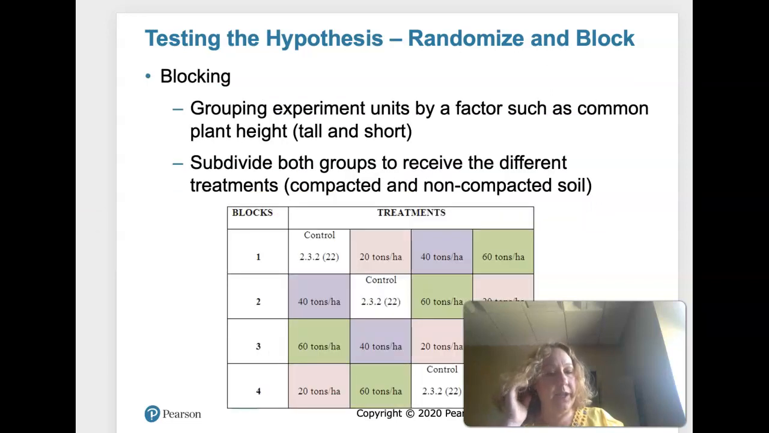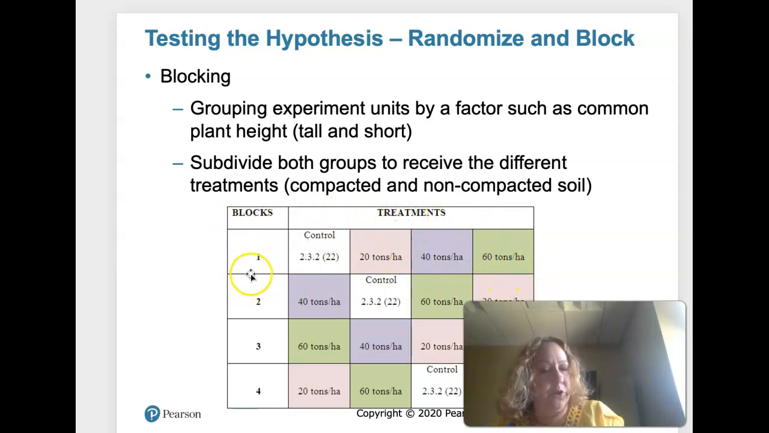Now, another thing that you will see is what's called blocking, a randomized complete block. So imagine each one of these numbers right here is a bench in the greenhouse. So in the first bench, I have fertilizer. I have a control treatment, 20 tons of fertilizer, 40 tons of fertilizer, 60 tons of fertilizer. Not whole tons, but I've extrapolated down to it was probably like 3 milliliters in a gardening jug. So this is one bench in the greenhouse.